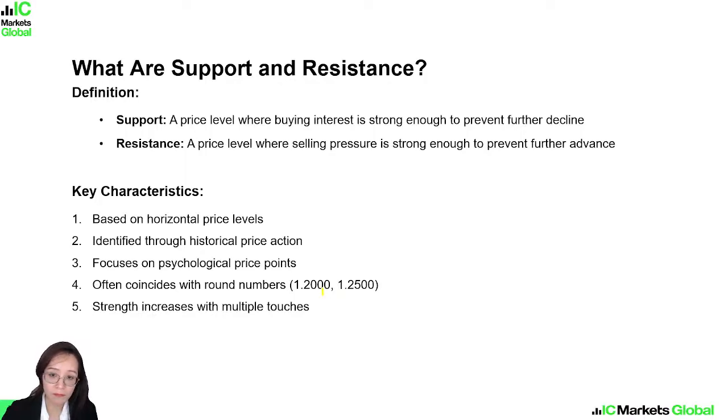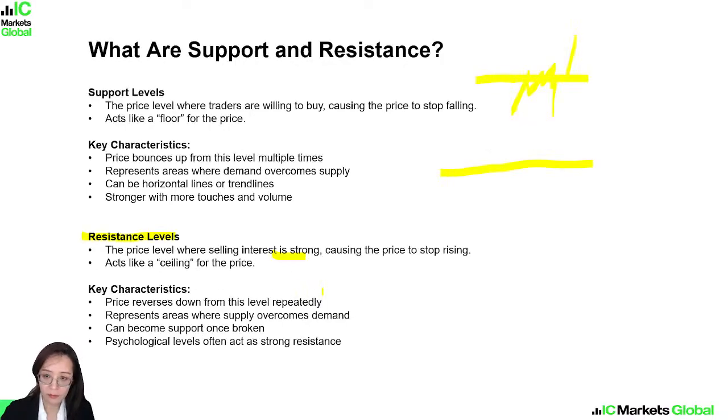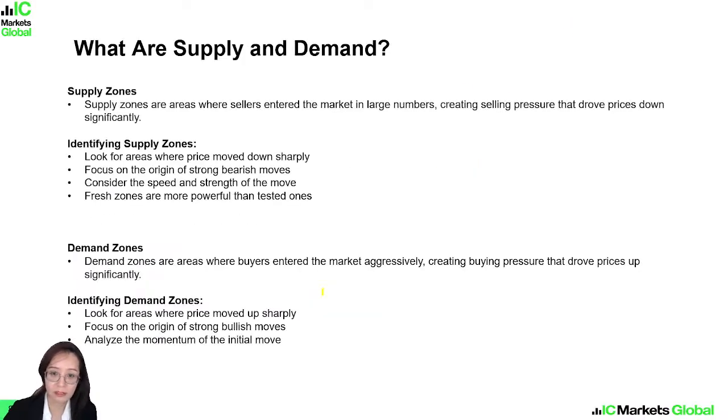Now, this is another one, so I just go for supply and demand. For supply and demand, that is quite different. The supply is an area where you will see that sellers enter the market in large numbers. That's why they create the imbalance. Let me show you guys. Let me just finish the slide first.